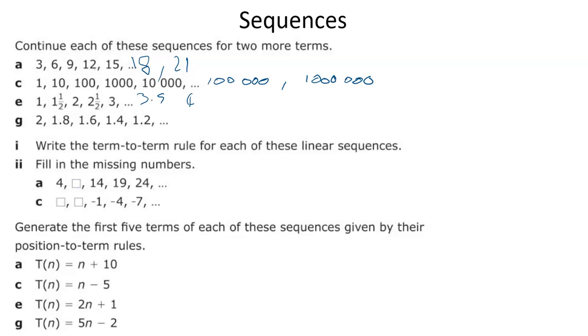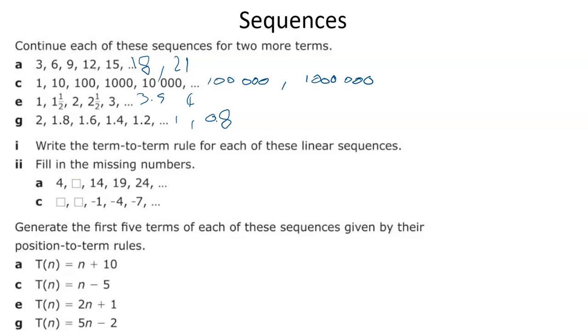And this one here, we've got decimals, and it's going down each time, so we're losing 0.2. So it's going to go to 1. And then to 0.8 as we lose another 0.2 each time. This question, it's a bit more formal. It wants us to write down what the term-to-term rule is and then fill in the missing numbers.